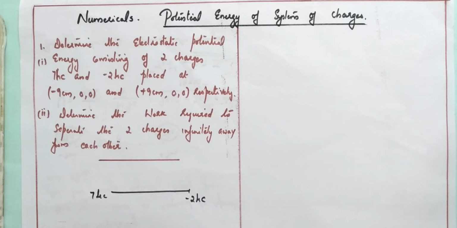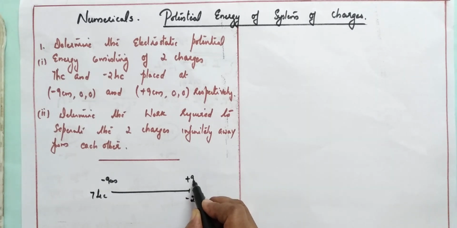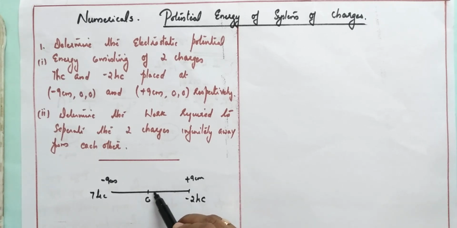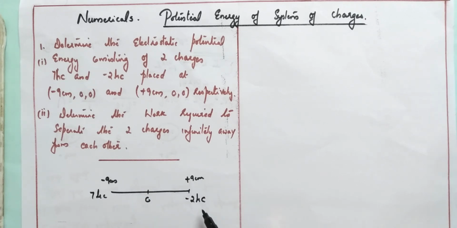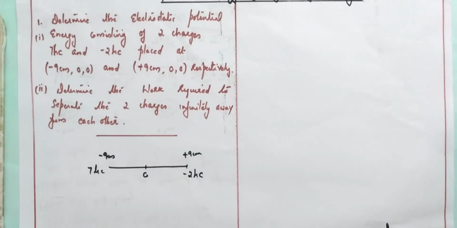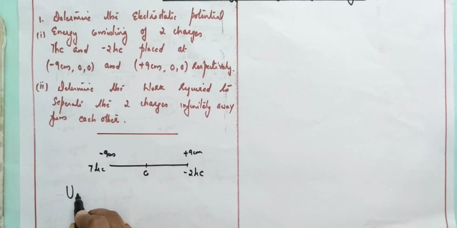And the 7 microcoulomb charge is placed at minus 9 centimeter, and the minus 2 microcoulomb charge is placed at plus 9 centimeter. So the origin may be here. What is the distance between the two charges? That is simple, 18 centimeter. Towards the right 9, towards the left minus 9, so the distance between them is 18 centimeter.